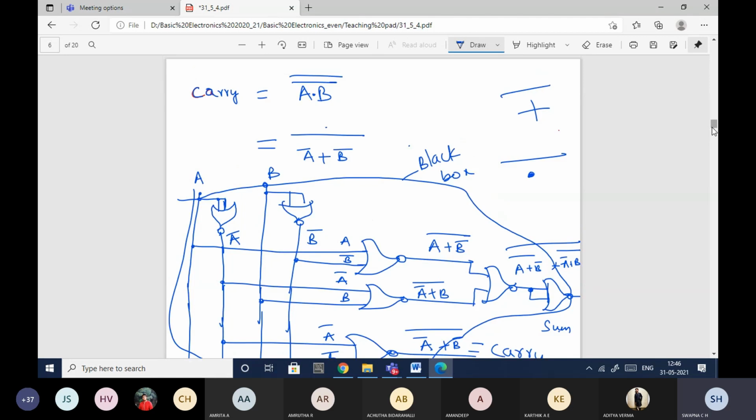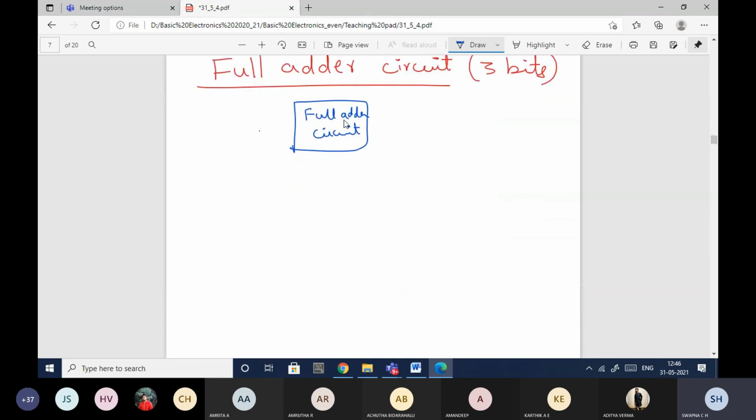Here also, this half adder, whatever I have given here, is a black box that you need to implement. So it will have 3 inputs, A, B, C, and I'll take the outputs as sum and carry only. So 3 bits. I need to design this full adder circuit.